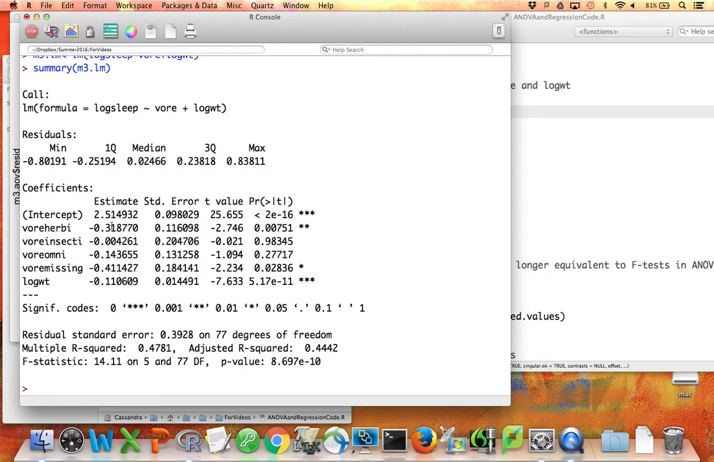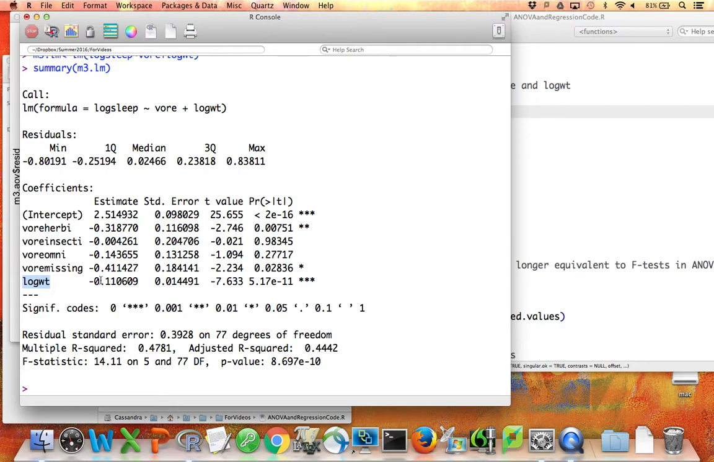And what we see here is the conventional regression output. We have estimates for the coefficients of the model we've specified. So that means we have an estimate of the intercept. We have an estimate for the coefficients for 4 of the 5 possible values of VOR, and there's 4 of 5 of them because one of them is the baseline. And then we have an estimate of the coefficient for log weight.